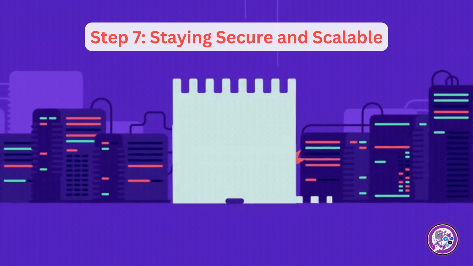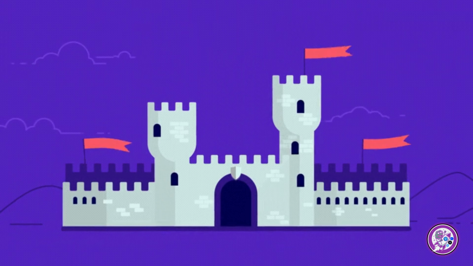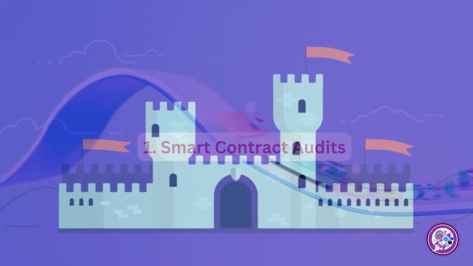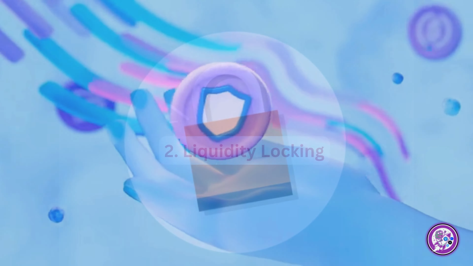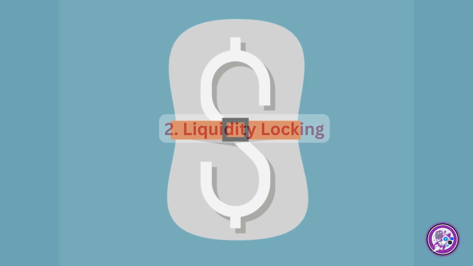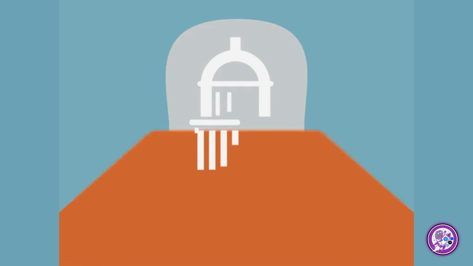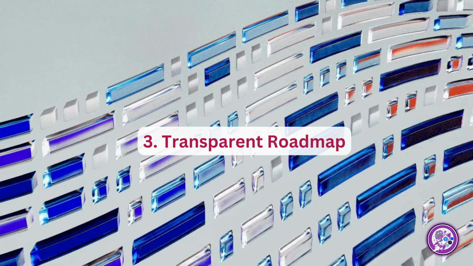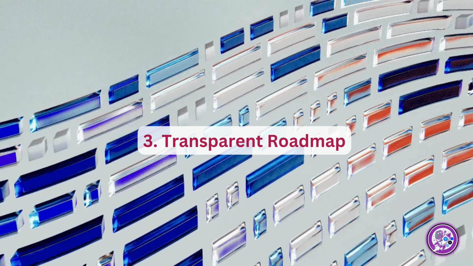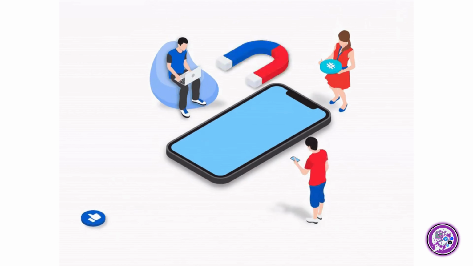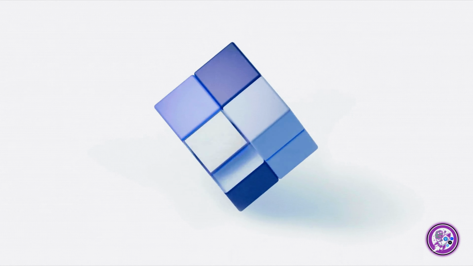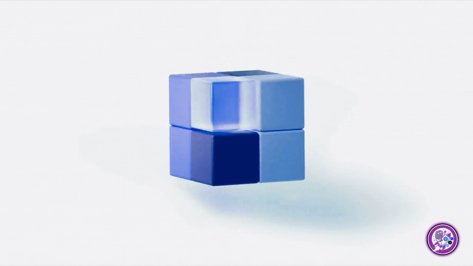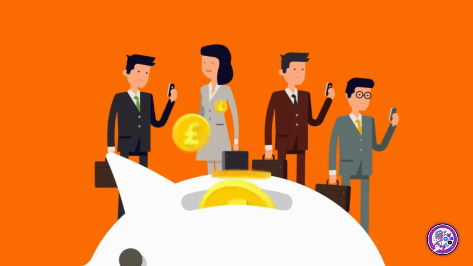Step 7. Staying secure and scalable: security tips for Pump.fun users. 1. Smart contract audits. Ensure your contract is secure before listing. 2. Liquidity locking. Use liquidity lockers to build investor confidence. 3. Transparent roadmap. Share your project's future goals to keep the community engaged. Tip: the more transparent and secure your project appears, the more investors will trust you.